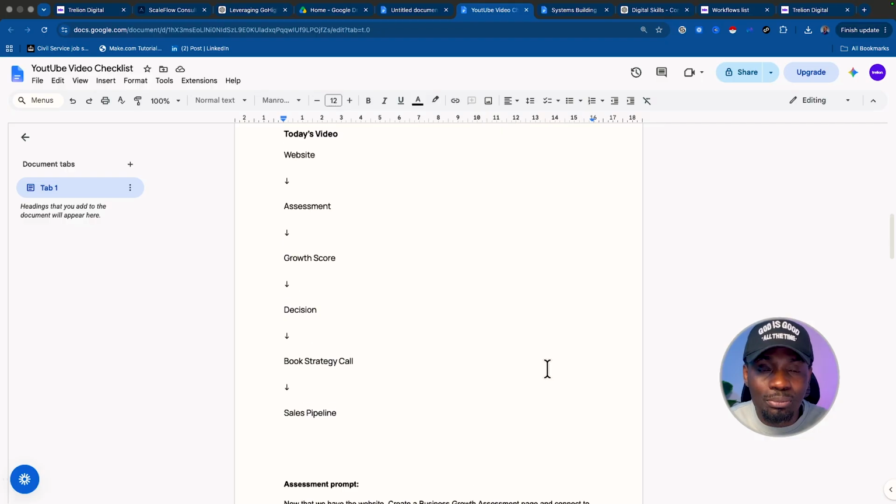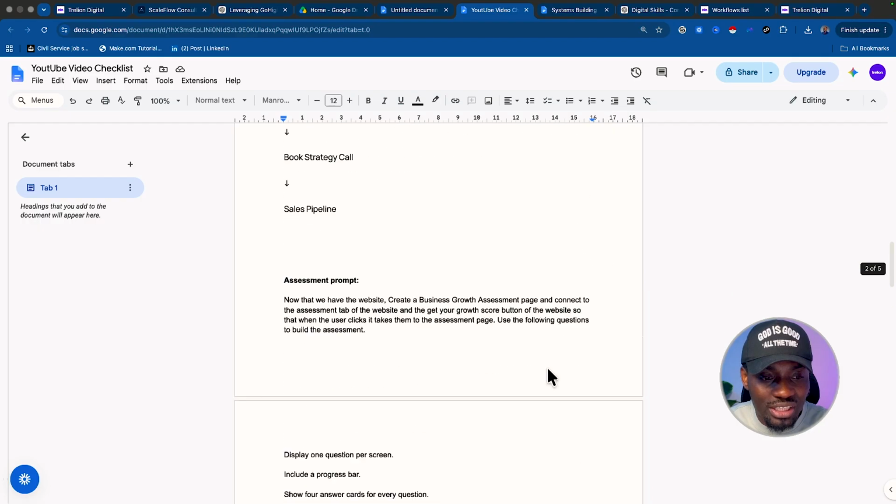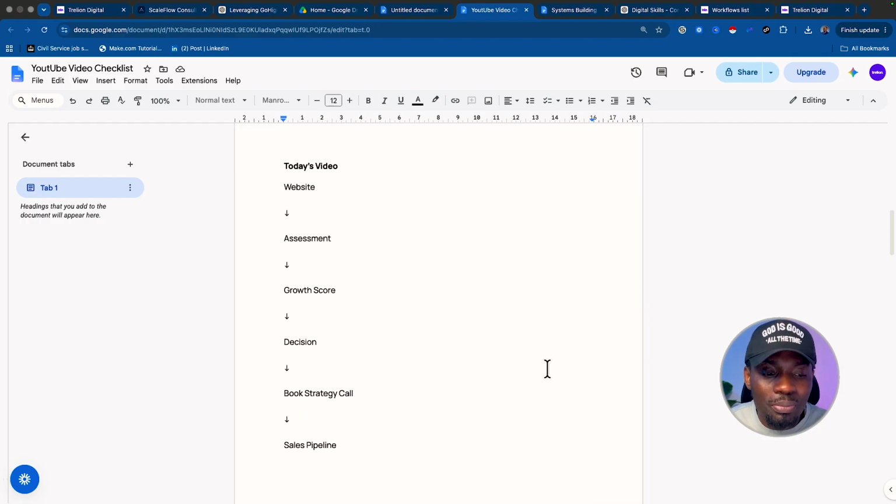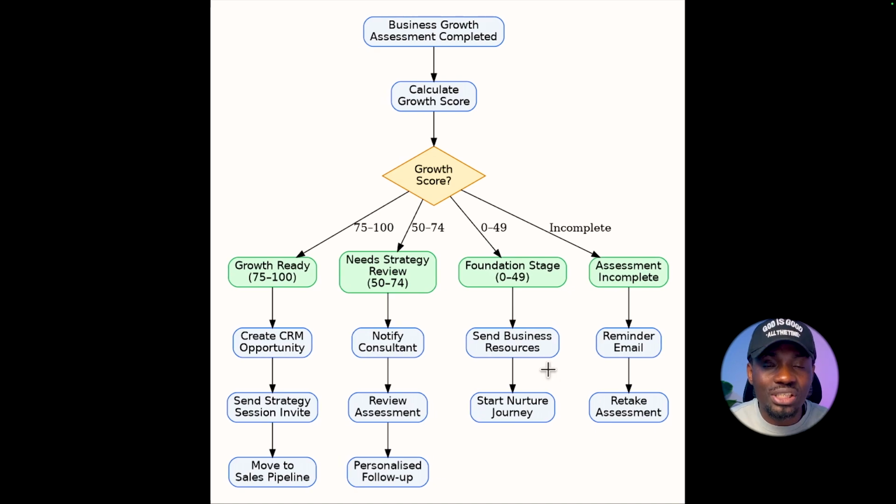So the first thing I'm going to do is I have my prompt already for my assessment. But before my assessment, let me break down the logic behind this, because this is where people miss it. They think, oh, growth score and all that. This is what we're going to do. So I'm going to break it down. So this is it. For our assessment, what we want to do is, on the website, people would go complete the assessment.